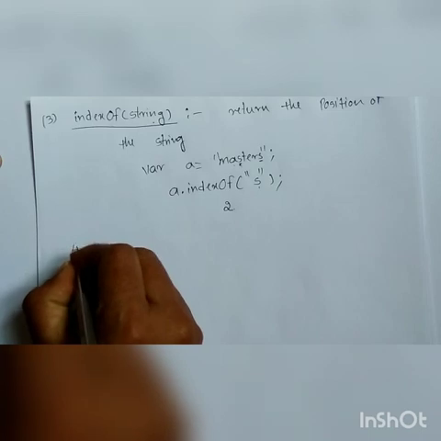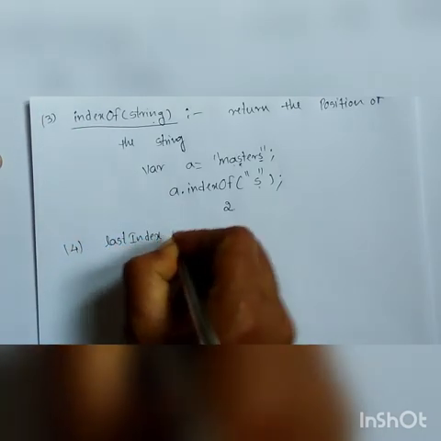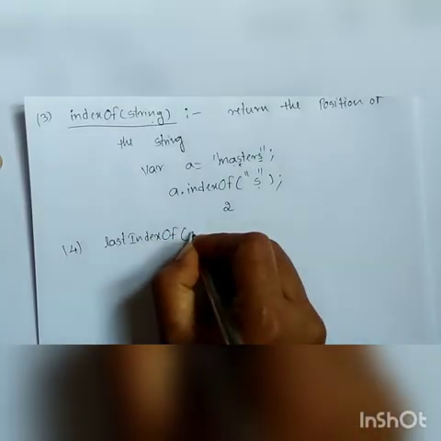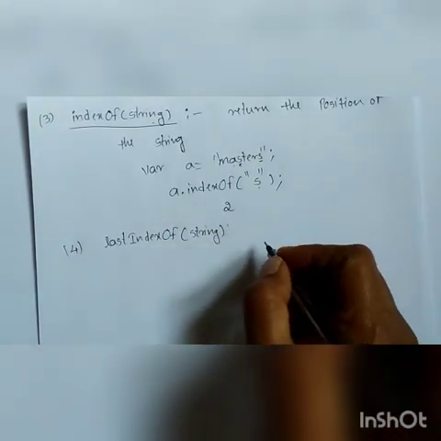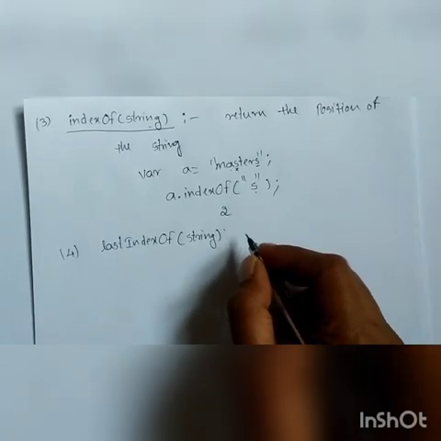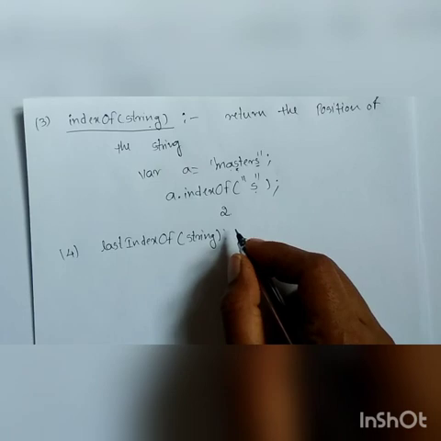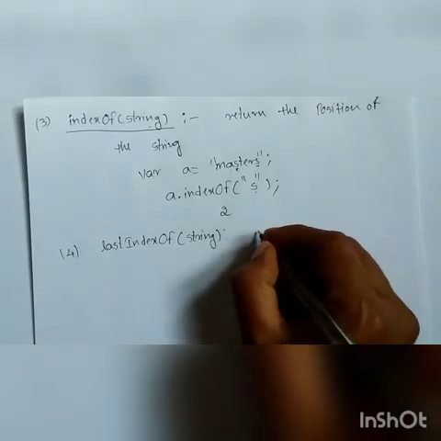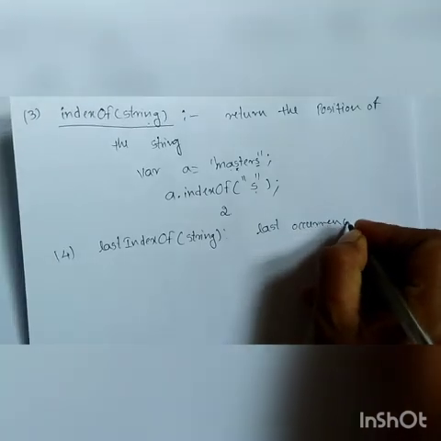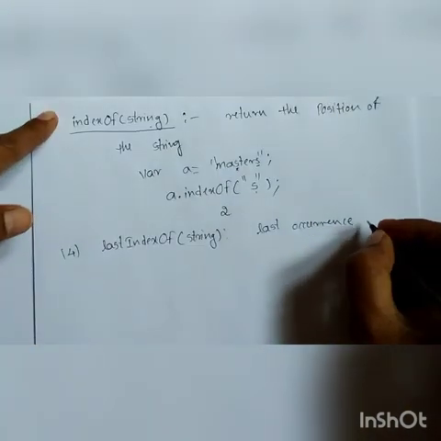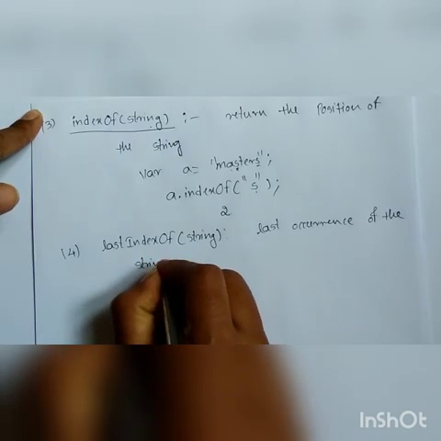And the next method is lastIndexOf. It takes one argument, a string. The lastIndexOf method is also the same as indexOf, but indexOf returns the position of the first occurrence of the string, while the lastIndexOf method returns the position of the last occurrence of the string.